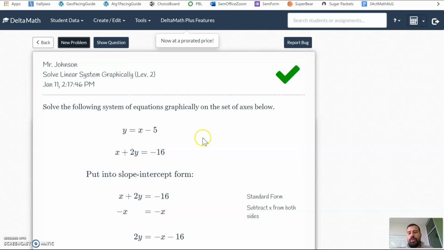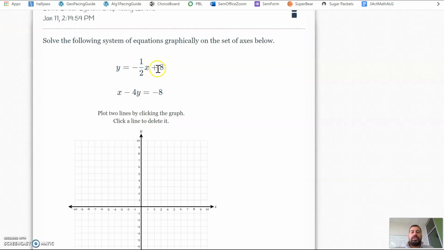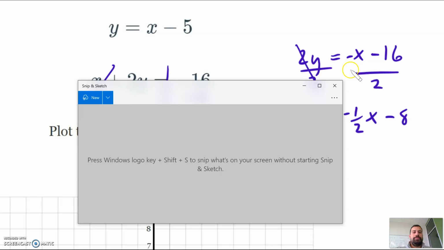All right, I'm going to do one more like that. The top equation's in slope-intercept form, so I can go up to 8, plot a point, that's my y-intercept. I can do my slope of -1/2, down 1 and over 2. My other one's not in slope-intercept form, so I'm going to change it to slope-intercept form.